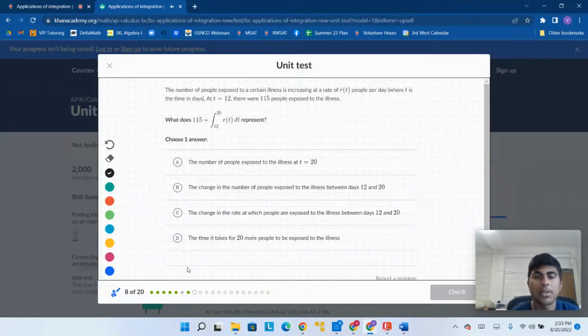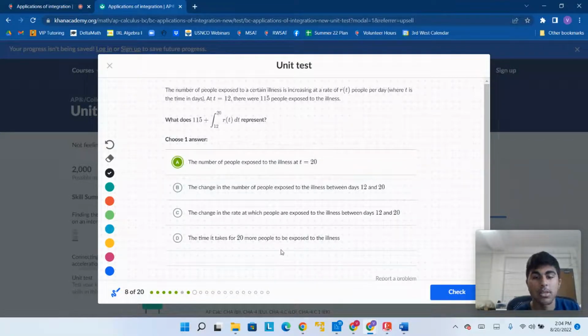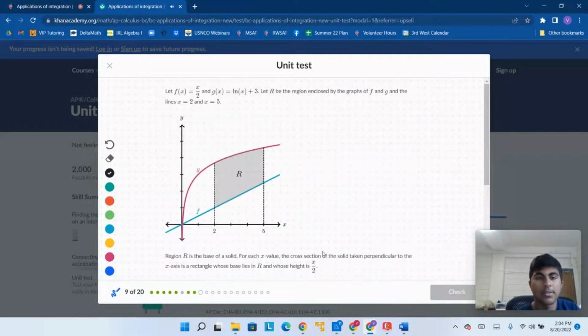The number of people exposed to a certain illness is increasing at a rate of R of T people per day. T is the time of day. At T equals 12, there were 115 people exposed to the illness. What does 115 plus the integral from 12 to 20 of R of T dT represent? Well, the rate is R of T, so if you're doing 12 to 20, that's going to be the number of people at 20 minus the number of people at 12, plus 115, which is the number of people at 12. So you're just going to be left with the number of people exposed at 20. That's why knowing how accumulation works comes in handy. So that's the number of people exposed to the illness at 20 days.